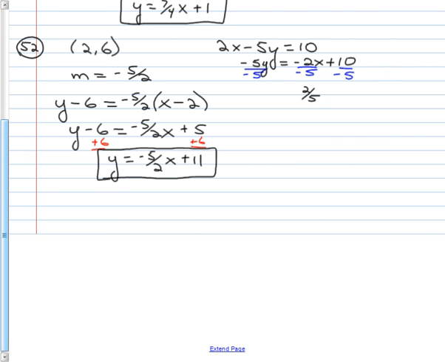56. Use the method of completing the square to write each quadratic equation in its standard form. I'll start a new piece of paper. 56. Is that right, or did I? Yeah, 56.